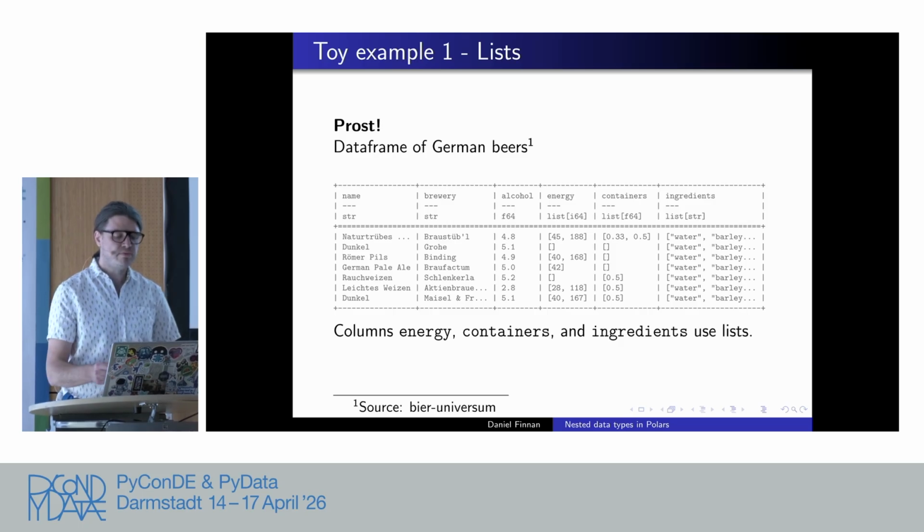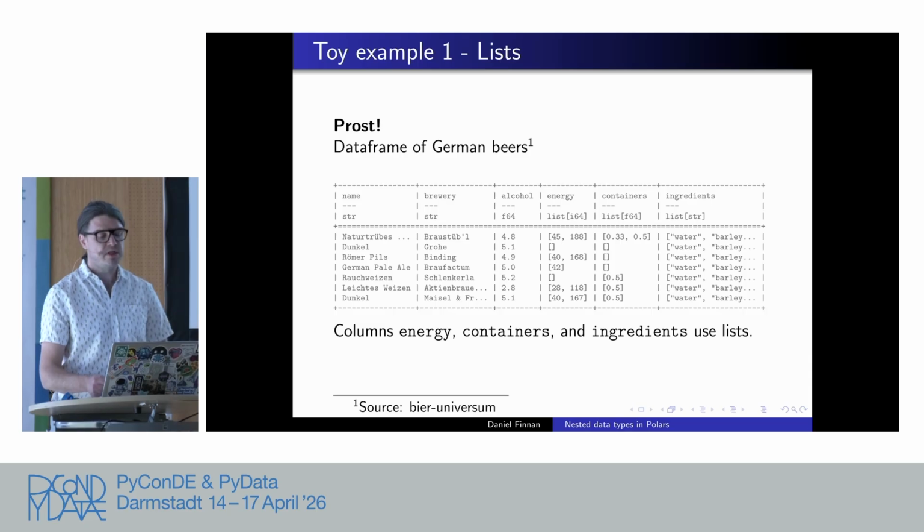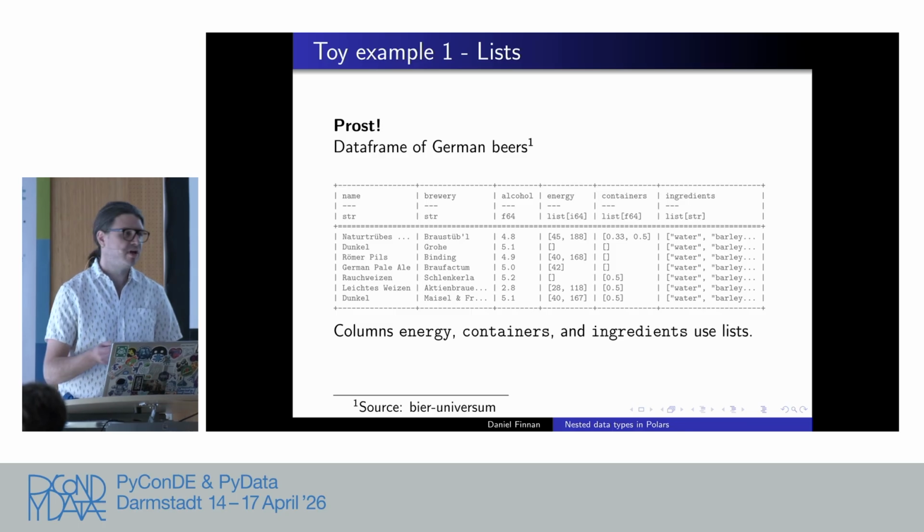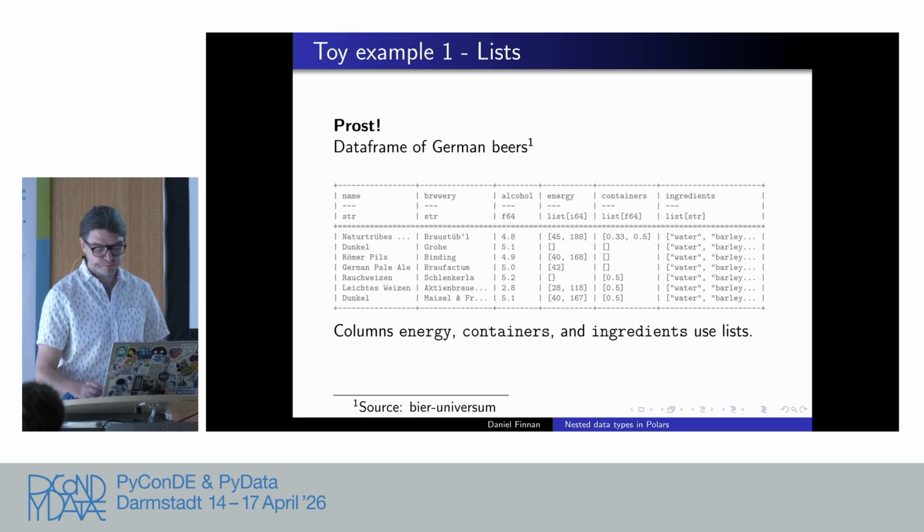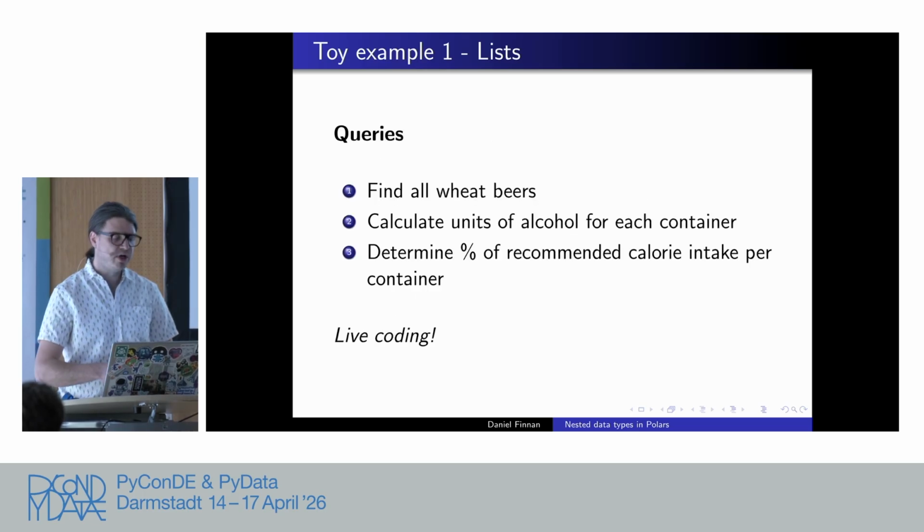We've got 3 columns in this data frame which are lists: energy, containers, and ingredients. The source for these items is actually from a website which has a nice database of beers. So if you like beers, and maybe you're going to have a beer after this talk, you might want to check out the different beers on this website. Sebastian runs it. It's called Beer Universum. So some basic queries: find all the wheat beers, calculate units of alcohol for each container, determine the percentage of recommended calorie intake per container.